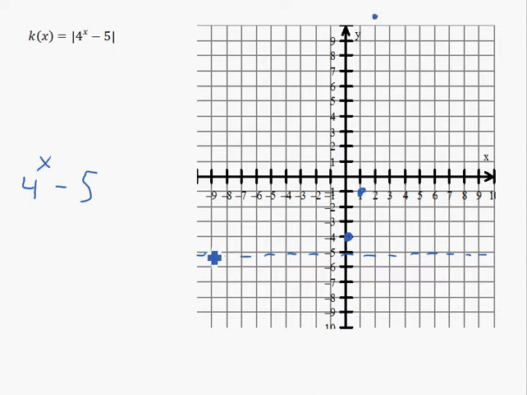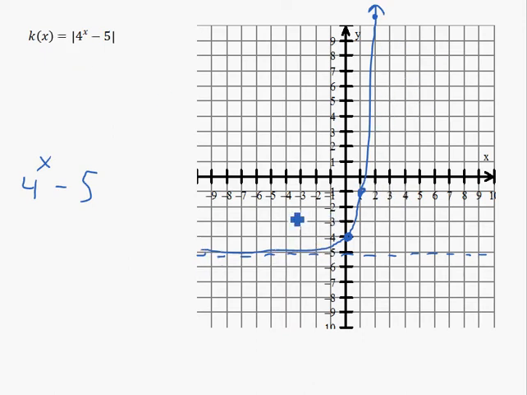So 4^x minus 5 will look like this thing right here. It goes up like this, and it goes way, way, way up like that. Okay, exponential function. This is not k of x. This is 4^x minus 5.